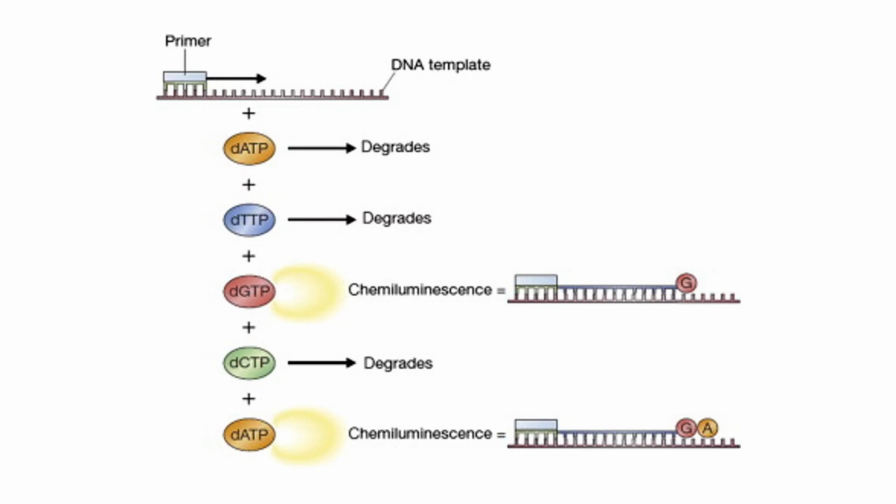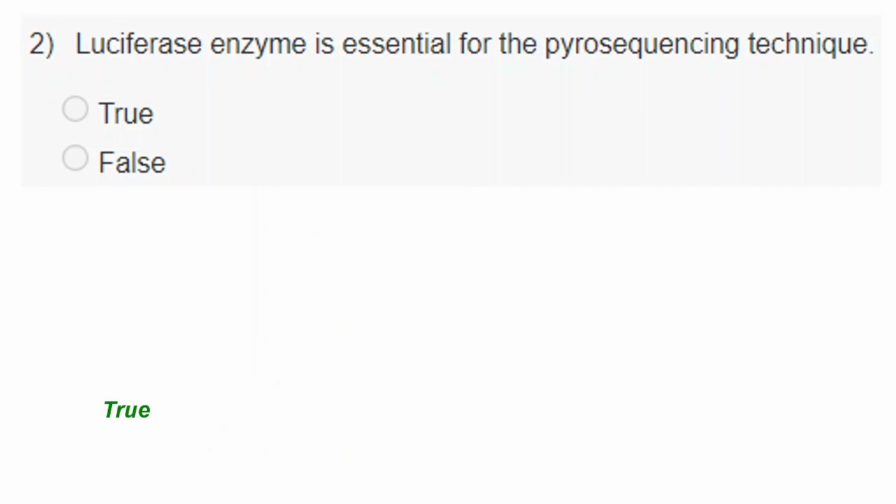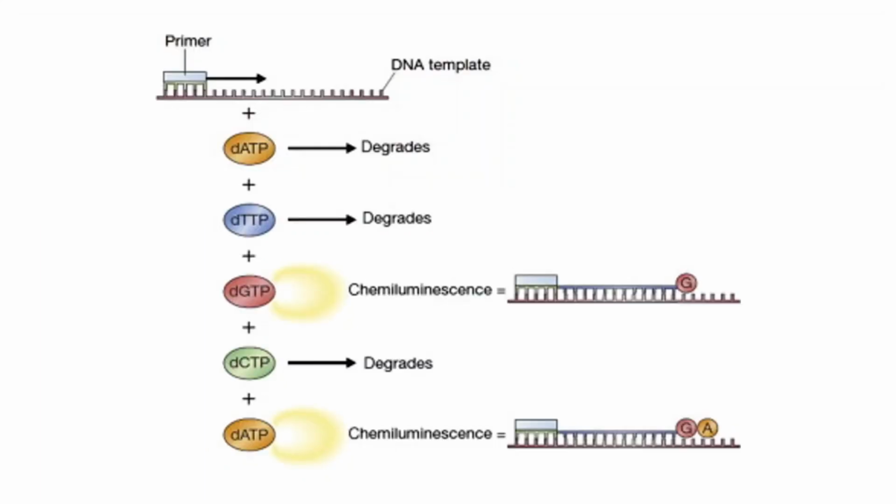And this process is repeated, adding each nucleotide one after the other until the synthesis is completed. And a detector picks up the intensity of light emitted by the process, which is then used to infer the number and type of nucleotides added. For example, if 3 cytosine nucleotides are added sequentially to the same fragment of DNA, the light emitted will be 3 times more intense than the fragments of DNA with only one cytosine nucleotide added. So yes, the answer is true. It does involve luciferase enzyme.